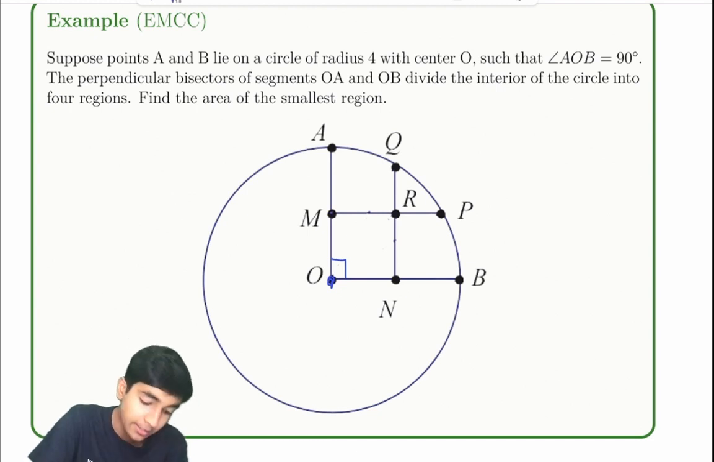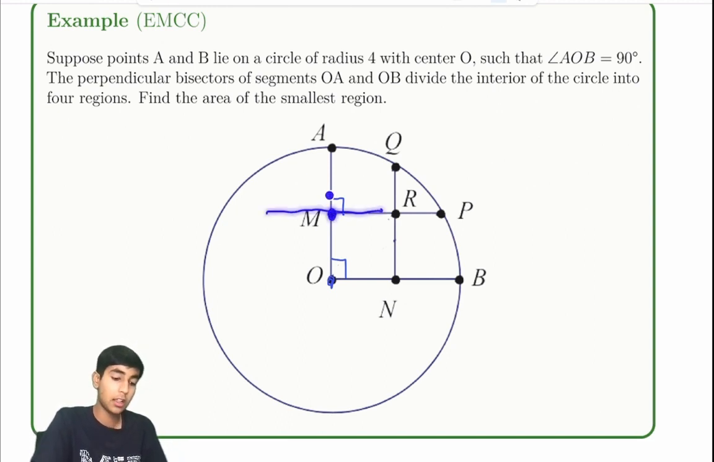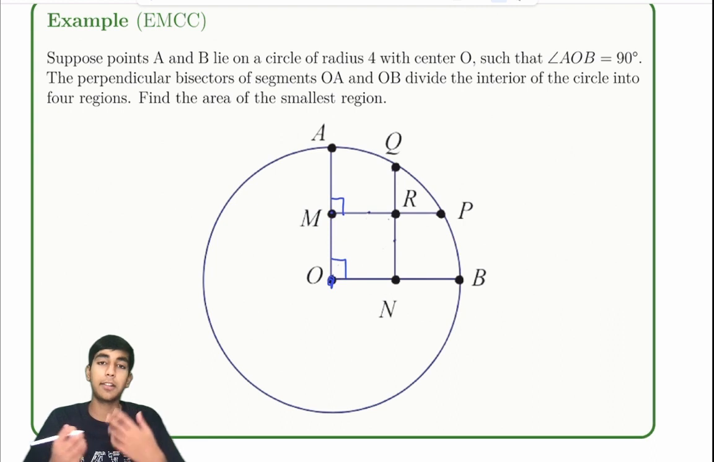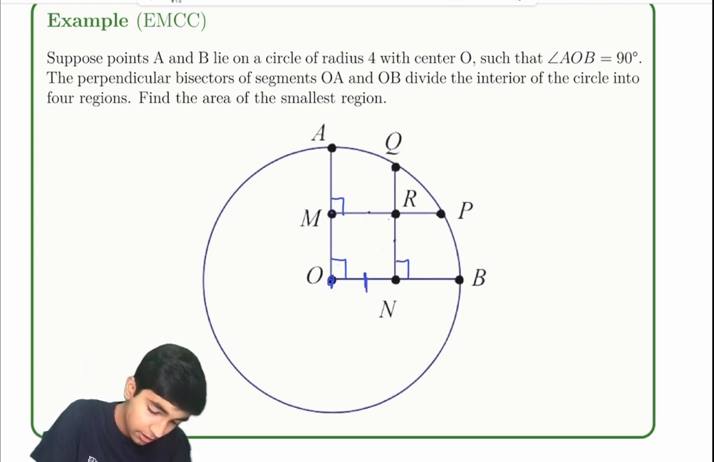A perpendicular bisector is just a line that's perpendicular and goes through the midpoint. That's why it's a perpendicular, because it's perpendicular, and a bisector because it goes through the midpoint. So these 2 quantities are equal, and these 2 as well.